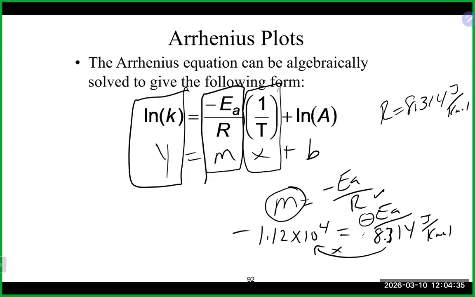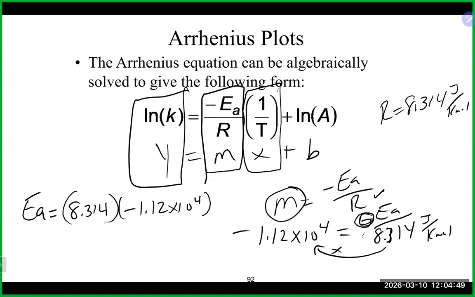I was asked what math I did to get there. E of A would equal 8.314 times my negative 1.12 times 10 to the 4. And I also have this negative here, which you could divide by negative 1 if you want, so you just change the sign. That should get you there.